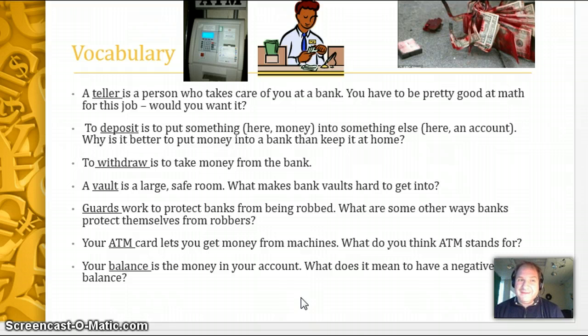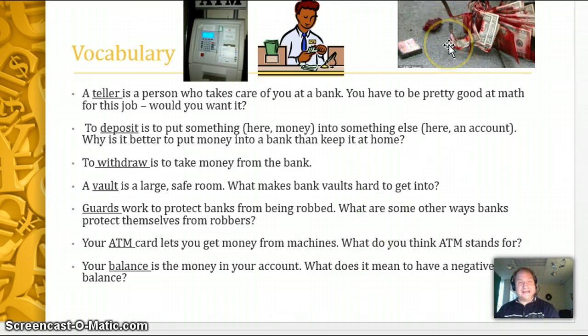So why is it better to put money in a bank than keep it at home? Honest question. Withdrawal, you take a lot of money from the bank. A vault, a large safe room. Why are they so hard to get into? We'll talk about that. Guards try to keep banks from being robbed. How else do they do it?